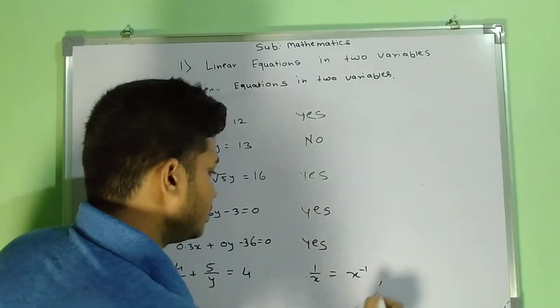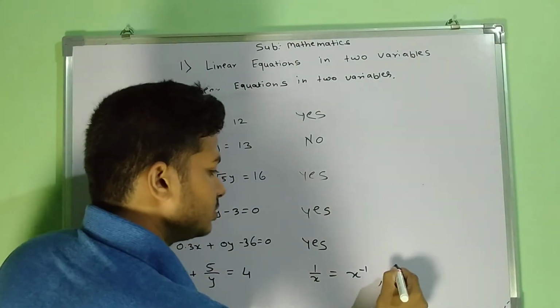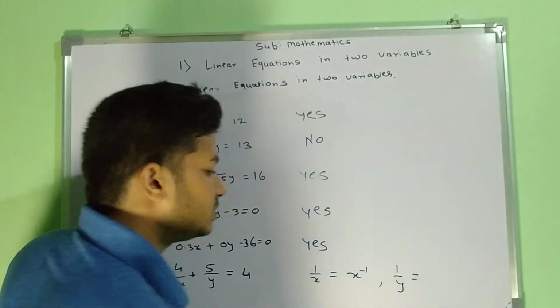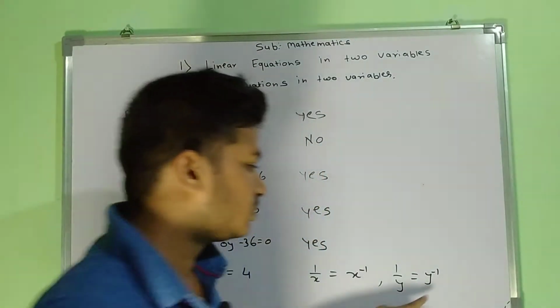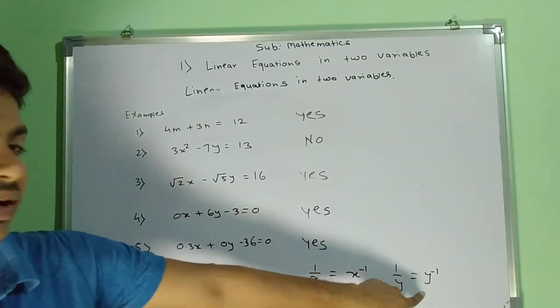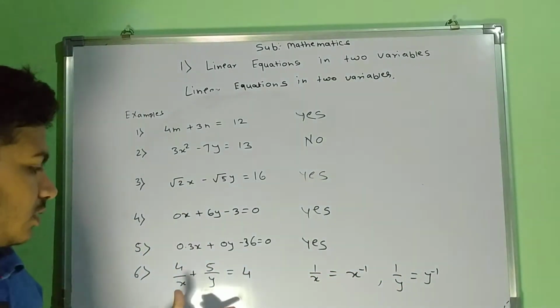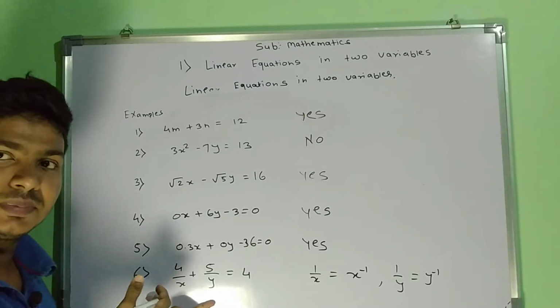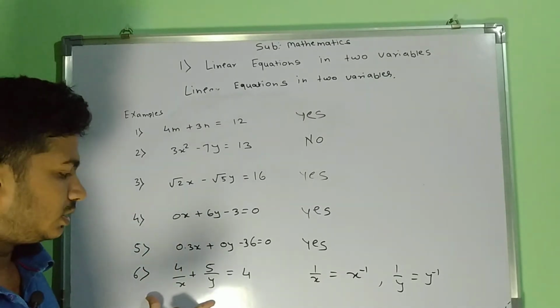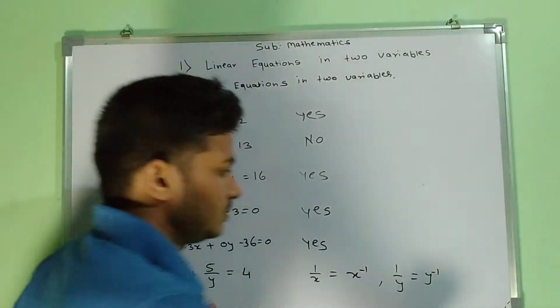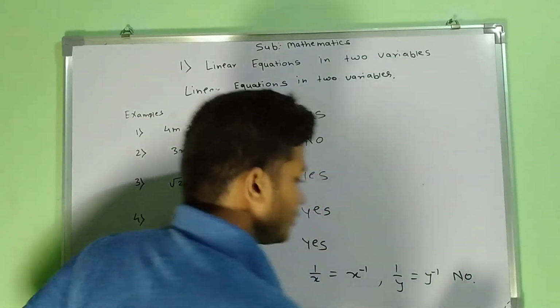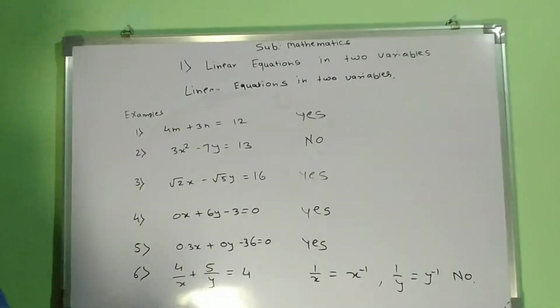Similarly for y also, here we have 5 upon y, so we can write 1 upon y, and if we shift that y to the numerator, it will become y raised to -1. So the degree becomes -1 for x and for y as well. So we can say that the sixth example is not an example of a linear equation in two variables because it doesn't follow our definition.